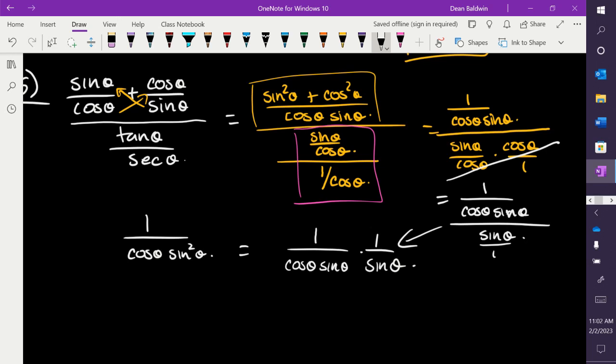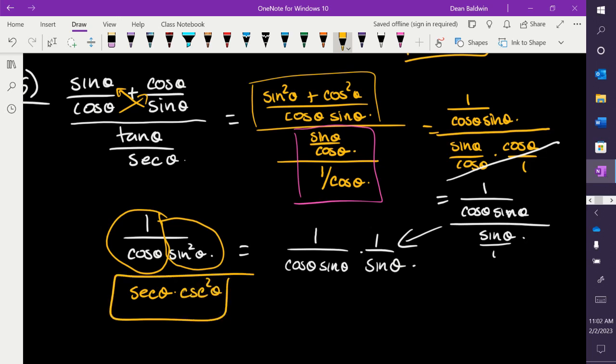What I did is I went like this. What's 1 over cos? What's 1 over sine squared? What's 1 over sine? Cosecant. What's 1 over sine squared? I did that.